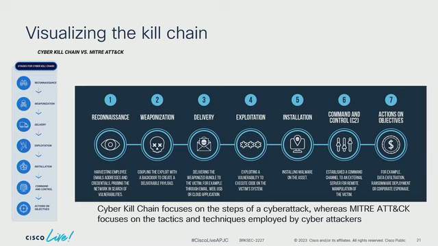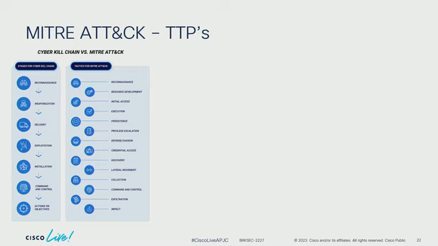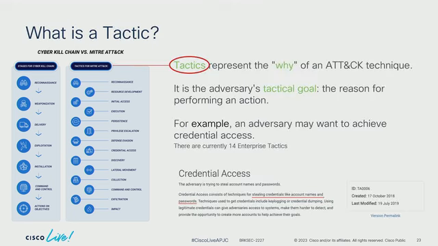So here is the cyber kill chain. Here is the MITRE ATT&CK. There are 14 tactics, and within that there are 200-something techniques, and then 400-something sub-techniques and all of that. I'll give you a better picture of it. So what we can do is use the same visualization of the tactics compared to the kill chain. So what is a tactic?